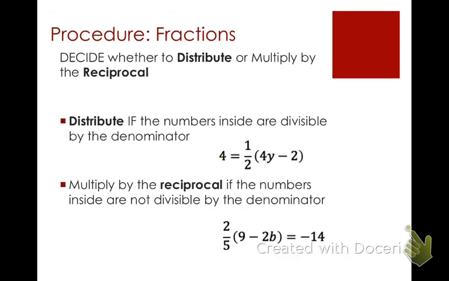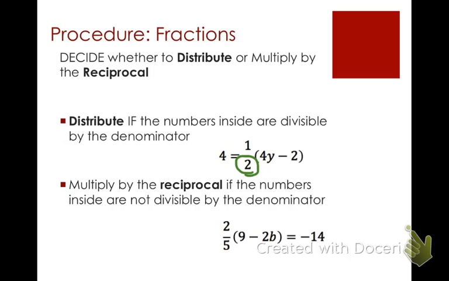Now we have sort of a special case. If you go to distribute and you see a fraction, there's actually a choice that you need to make. So you're either going to distribute as normal, or you're going to multiply by the reciprocal first. The case where we're going to distribute is where the numbers inside the parentheses are divisible by the denominator of the fraction. So notice 4y, 4 is divisible by 2, and 2 is divisible by 2. So in that case, distributing would be a good decision.